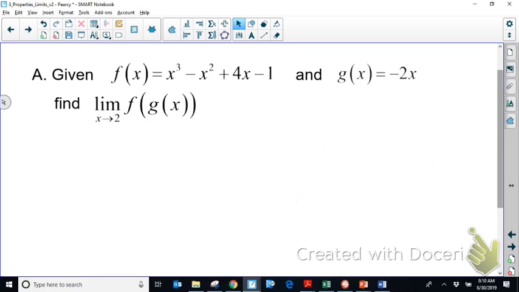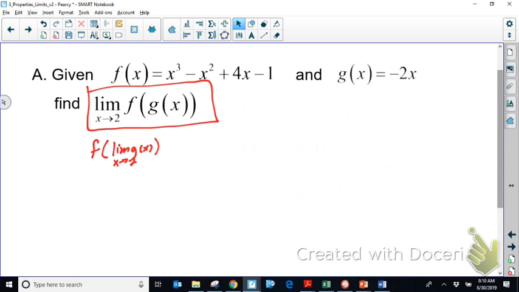So the way that I would expand and evaluate the statement that we see here, just this one right here, is I read it as: we're going to take function f and then evaluate the limit of function g as x approaches a positive 2. So I'm going to say f of, and now I'm going to take function g, the negative 2x, and evaluate it for a positive 2. And that will give me f of negative 4.